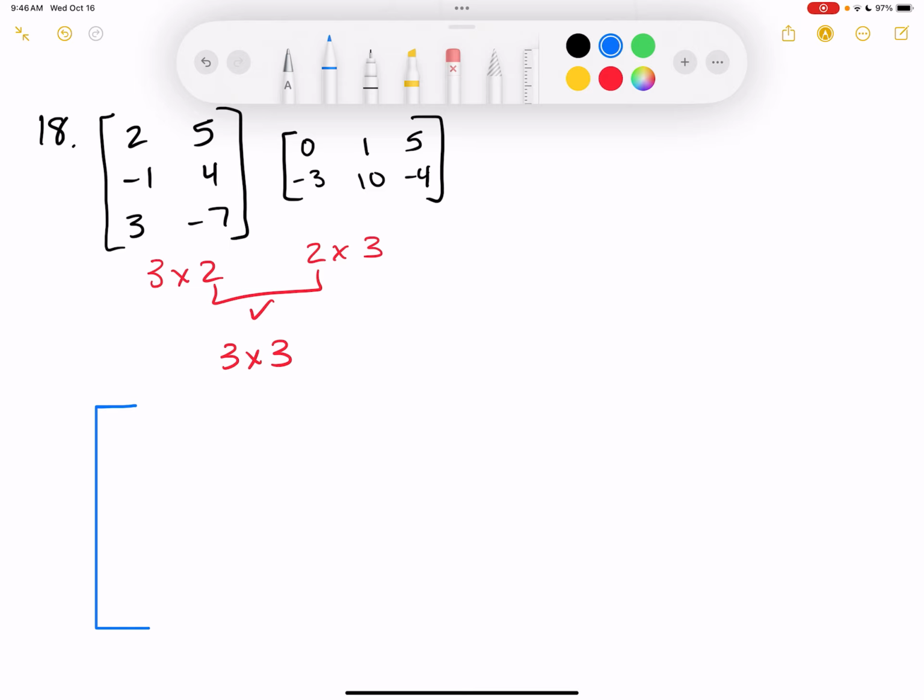All right. First row, first column, 2 times 0 plus 5 times negative 3. This one's not going to have 3 things being added because it's a 3 by 2, it's the other way. But we're going to have 3 things going across, so it's going to be big.